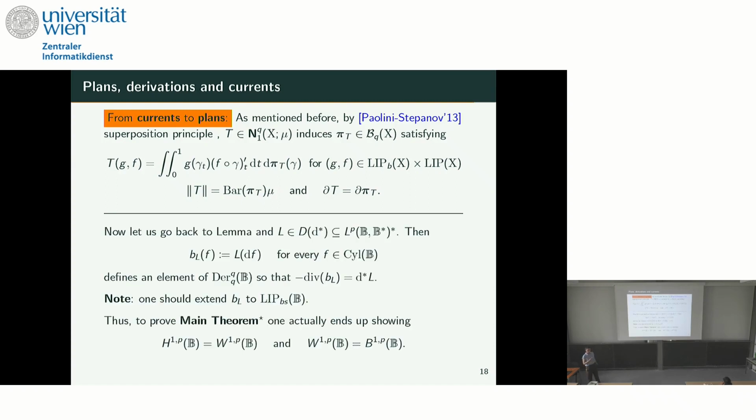Now if you go back to the lemma and you take L here, then taking this L, you can induce a derivation from this L just by setting this for every cylindrical F. But not just by this, because in order to define a derivation, you should extend this definition to the space of boundedly supported Lipschitz functions. And then you can show that this defines an element in LQQ, and the divergence of PL is minus the adjoint of L. So in a sense, in this main theorem, putting this L in between, what you end up showing is that H is equal to this space W, and W is equal to B, with the relations that I just mentioned.